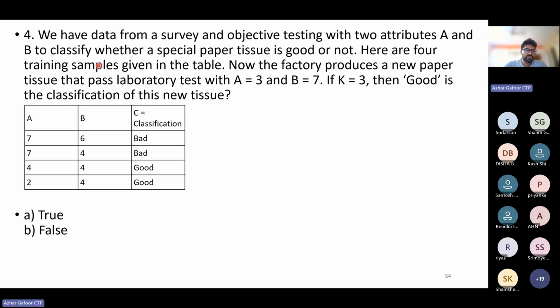So we have data from a survey and objective testing with two attributes A and B to classify whether a special paper tissue is good or not. Here are 4 training samples given in the table. Now the factory produces a new paper tissue that passed the laboratory test with A equal to 3 and B equal to 7. If K is equal to 3, then good is the classification of this new tissue. Is it true or false?